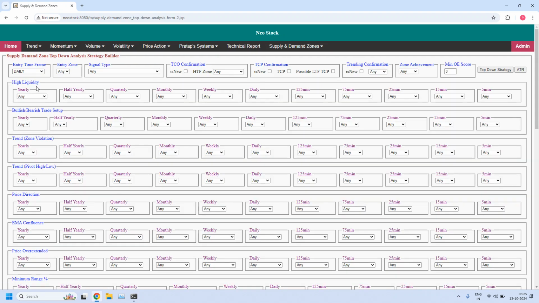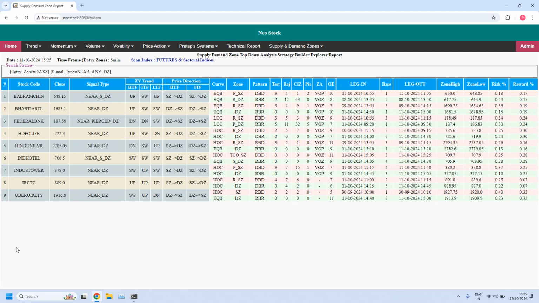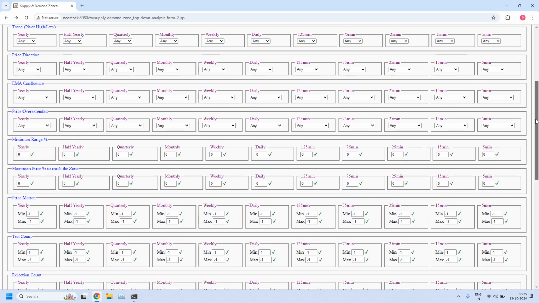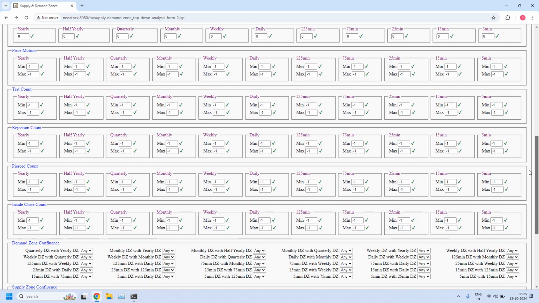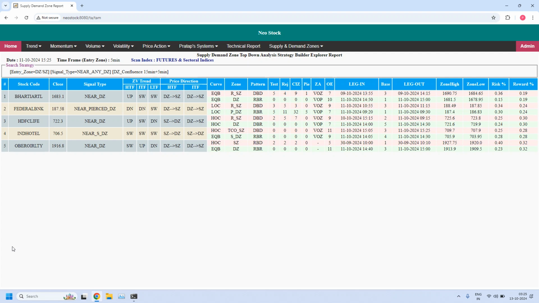Okay, the next time frame is 5 minutes. Let us find the stocks near 5 minutes demand zone. 9 stocks are filtered. Now let's verify how many of these zones are having ITF confluence. That is 5 minutes demand zone confluence with 15 minutes demand zone. I am enabling the filter ITF confluence. Now let's verify. These 5 demand zones are having ITF confluence. In that, the second one is invalid because it is pierced.